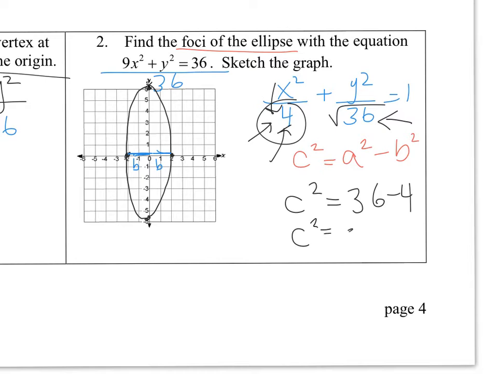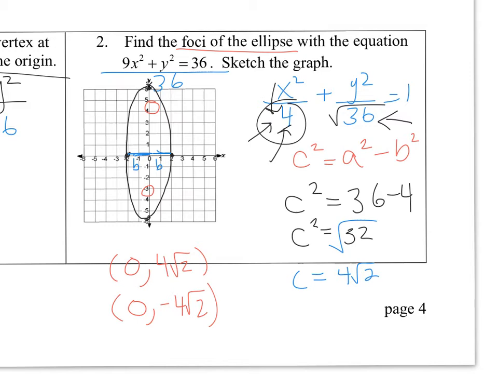Then I take the square root of this, which is 4 root 2. But I want to write this as an ordered pair. I know my foci are somewhere on the vertical axis, so my foci are at (0, 4 root 2) and (0, negative 4 root 2). At the end, you just have to make sure that you're on the right axis.